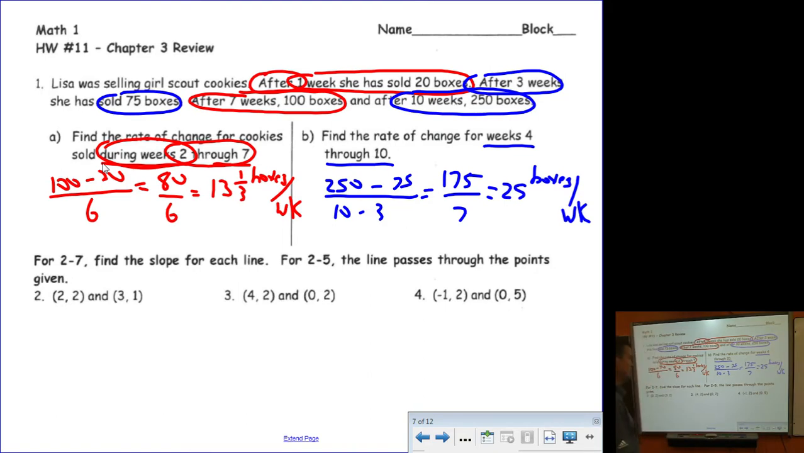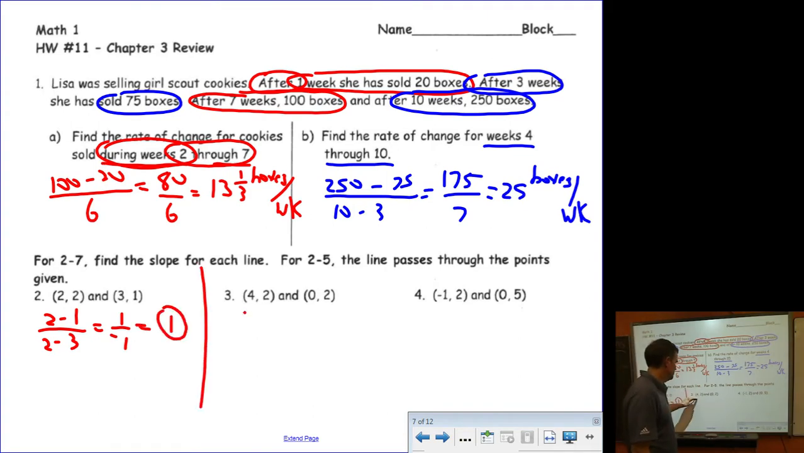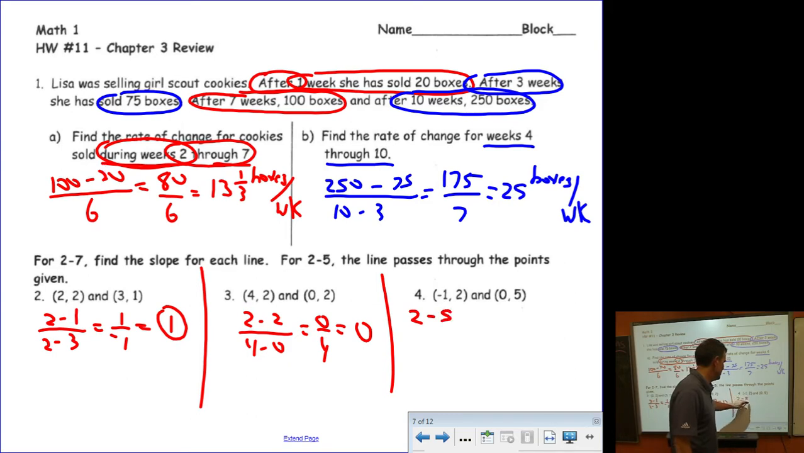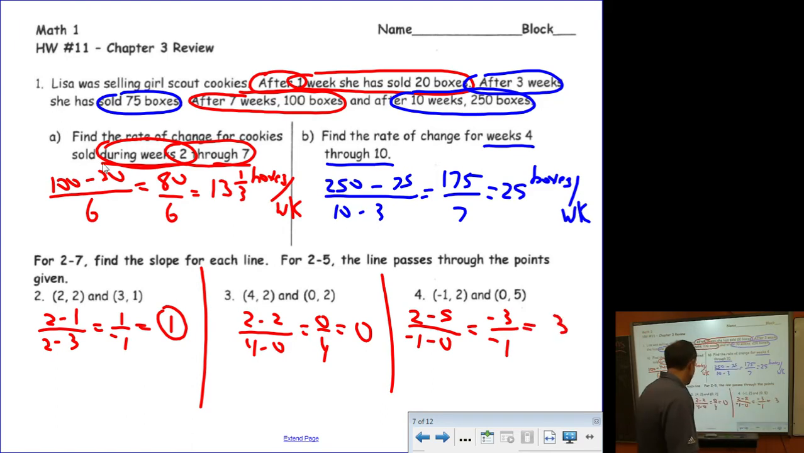Number 2 through 7, we're finding the slope. So here the slope would be y minus y over x minus x, which would be 1 over negative 1, which is 1. Number 3, the slope would be 2 minus 2 over 4 minus 0. That's 0 over 4, which is 0. And in number 4, the slope would be y minus y over x minus x. That's negative 3 over negative 1, which is 3.